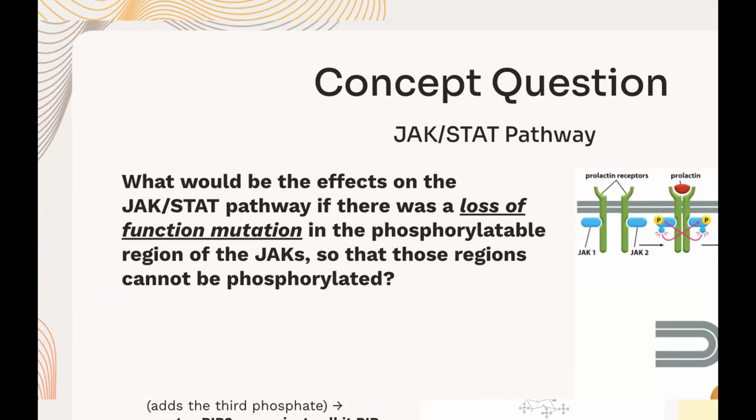Okay, question. What would be the effects on the JAK-STAT pathway if there was a loss of function mutation in the phosphorylatable region of the JAKs so that those regions can't be phosphorylated? So you have a loss of function in these JAKs so that they can't be phosphorylated. What would happen?